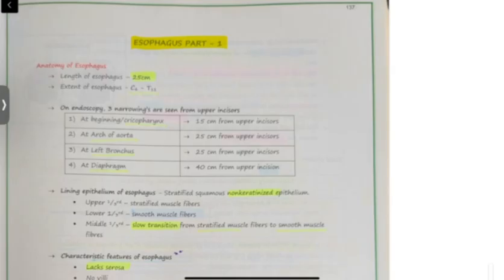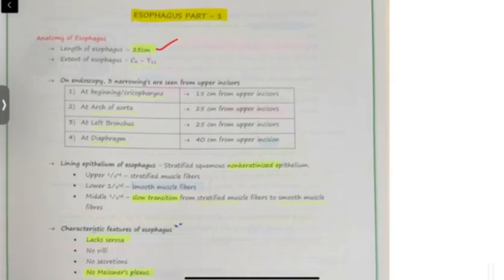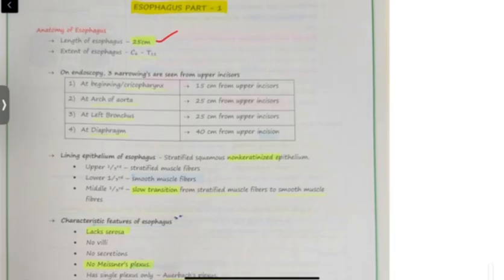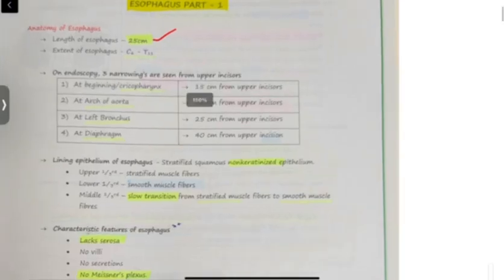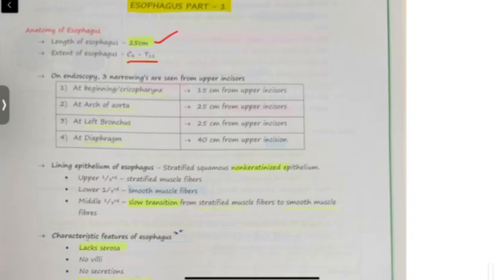Anatomy: the length of the esophagus is about 25 centimeters. There are certain structures in our body whose length has to be remembered, and one of them is the esophagus. If we do endoscopy and put a tube into the esophagus, we should know the length of the esophagus, how deep it is, after which we get the stomach, and after that the duodenum. So each length of the GIT is important in endoscopy. For that reason we need the length of the esophagus, and its extent is from C6 to T11.